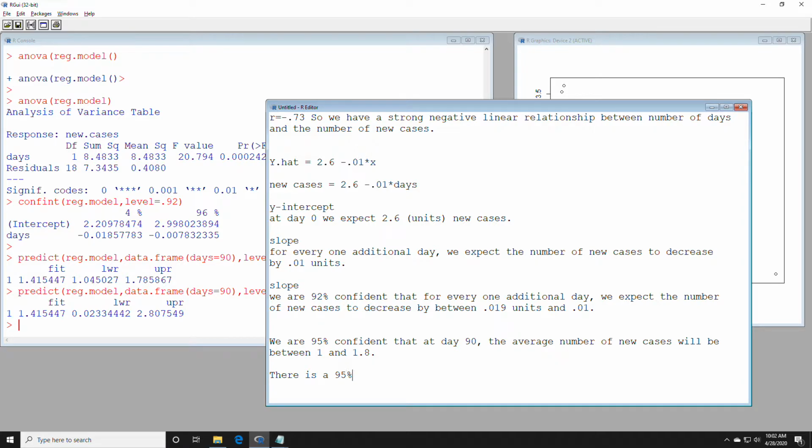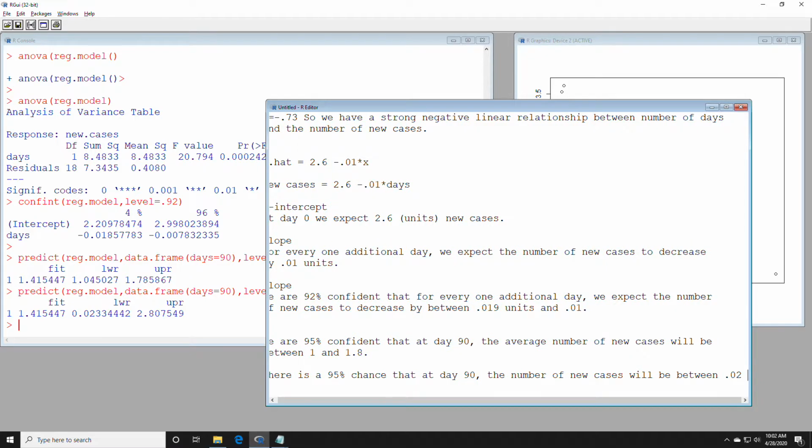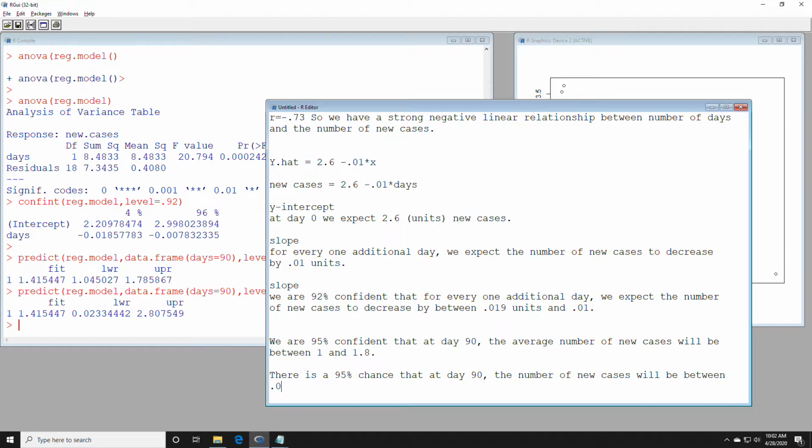So there's a 95% chance, I'll put it like that, at day 90, the number of new cases will be between 0.02 and 2.8.